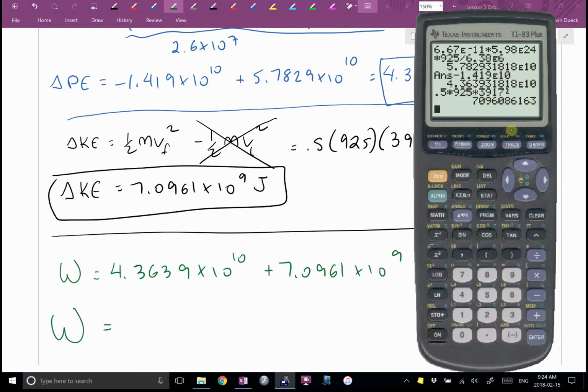Conveniently, I have this second number stored on my calculator, so I'm going to go 4.3639 times 10 to the 10th plus, answer button. You'll notice I get a positive answer, which I should, because I will have to burn fuel. So even though we defined 0 out at infinity, this is why I said if you relax, as long as you're careful with the signs, they'll take care of themselves. You get 5.07 times 10 to the 10th joules? Yes?